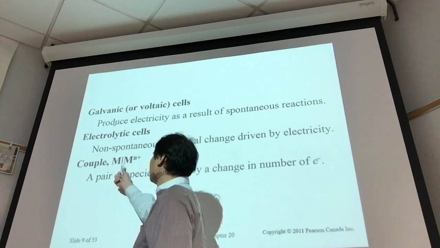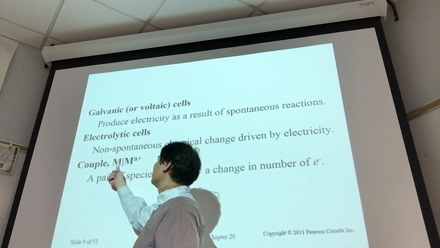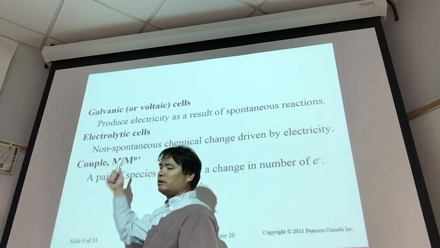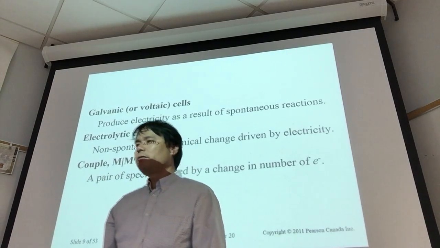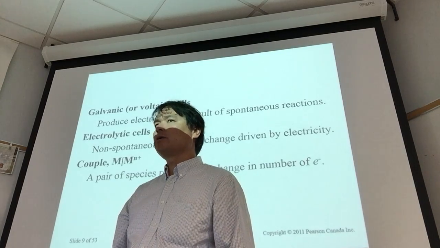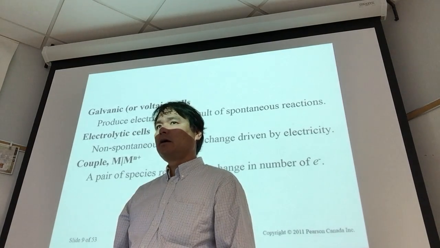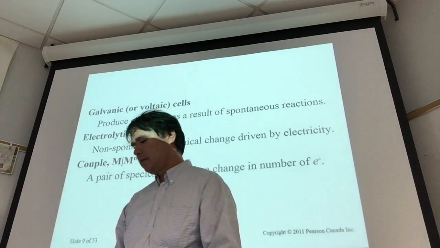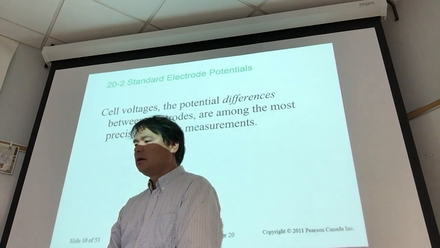If we have a couple like this, it means that there must be a difference in phase here. That is, the reactant phase and the product phase are different. If the reactant phase and the product phase are the same, then we don't separate it by a vertical line. We separate it by a comma. We'll see that here.